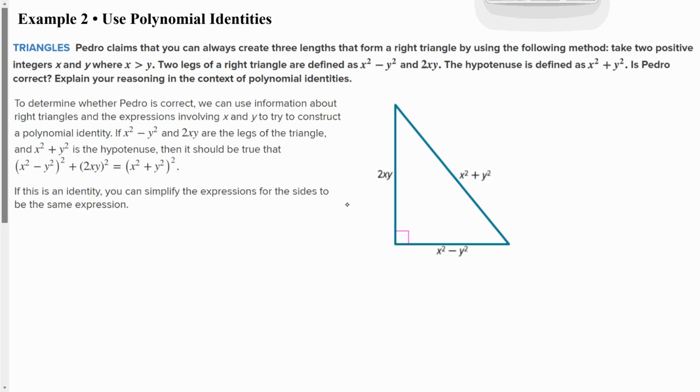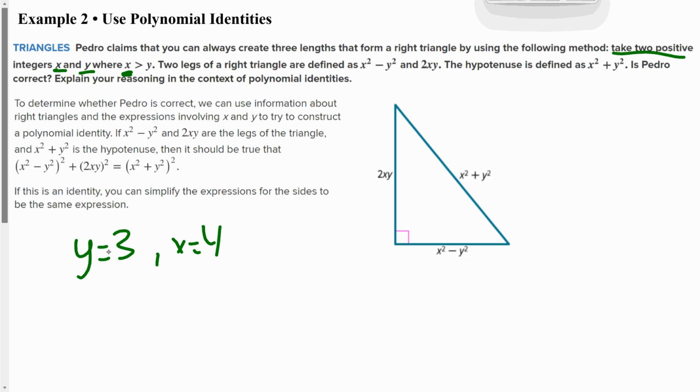Problem 2 from section 3. We're going to use the polynomial identities. So Pedro is claiming that if he takes two positive integers, say 3 and 4, and letting those be x and y, as long as x is greater than y. So if these are my integers, this would be x and this would be y.